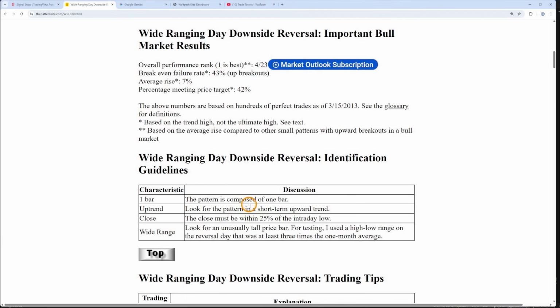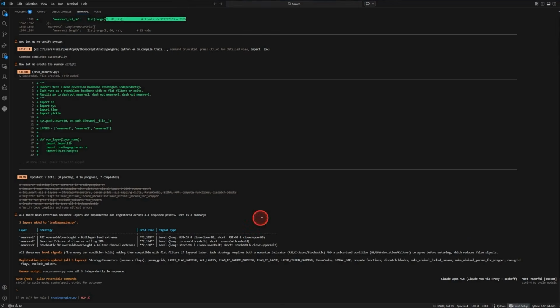We look for the pattern. It's just composed of one bar. The close must be within 25% of the intraday low. And really, I can just look for an unusually tall price bar. So we can set that as a parameter, and then we can test what that threshold has to be using our Python script.